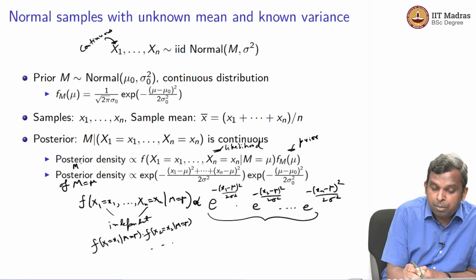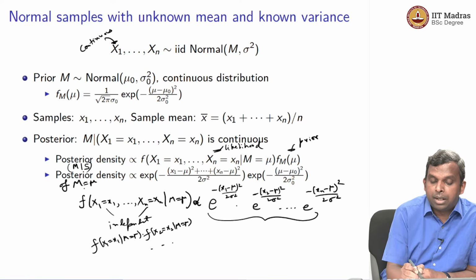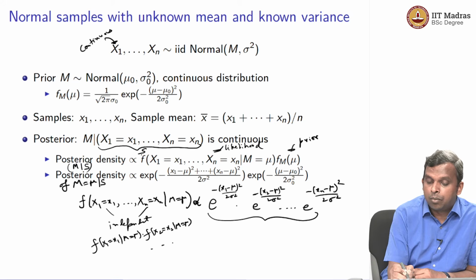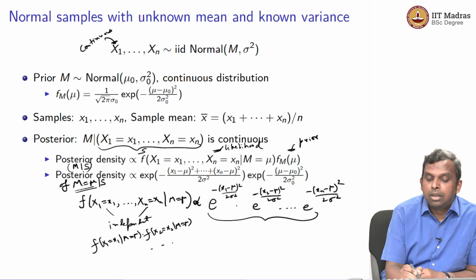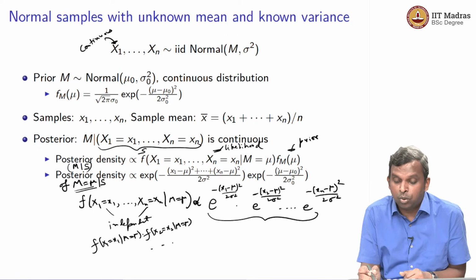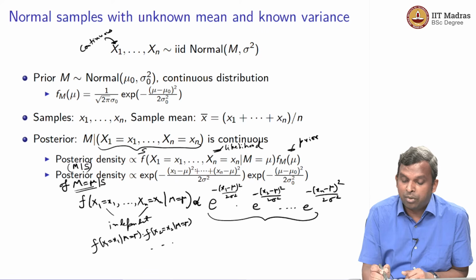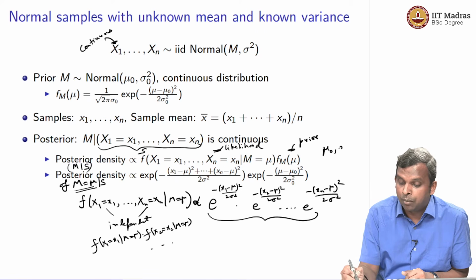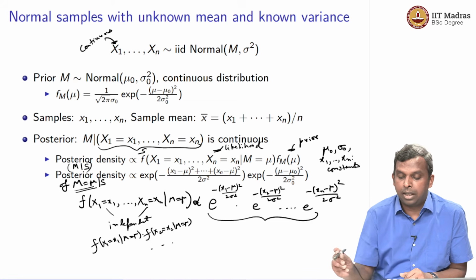So it's basically M given S, the samples. Keep that in mind. So it's the density of M taking the value mu, given all these samples. So mu is this unknown, the value taken by the random variable, and everything else is a constant. So mu naught, sigma naught, and the small x1 to xn are constants. The variable is mu. Okay, keep that in mind.